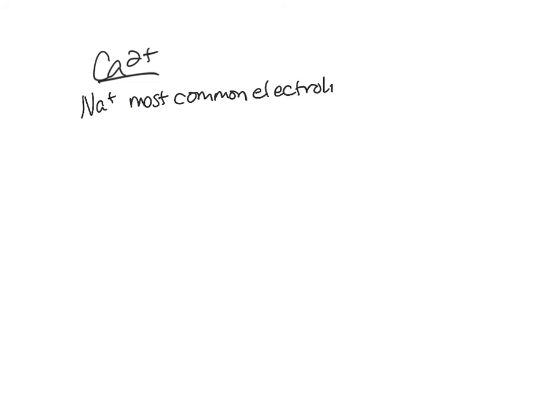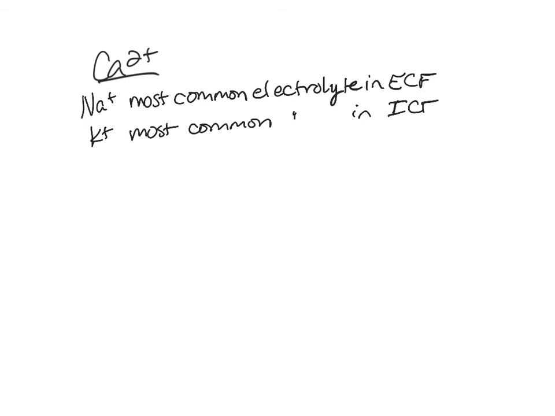We're going to talk a little bit about a couple more of these electrolytes. Let's look at calcium. Before, we talked about sodium, and sodium is the most common electrolyte in the extracellular fluid. And then we talked about potassium, and we said potassium was the most common electrolyte in the intracellular fluid. And now we're taking a look at calcium. Calcium is the most abundant mineral in the body.